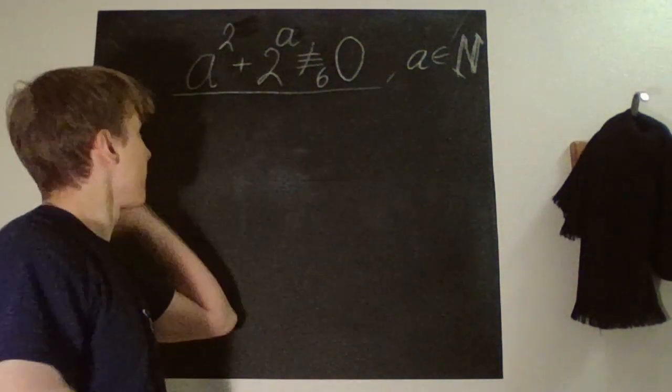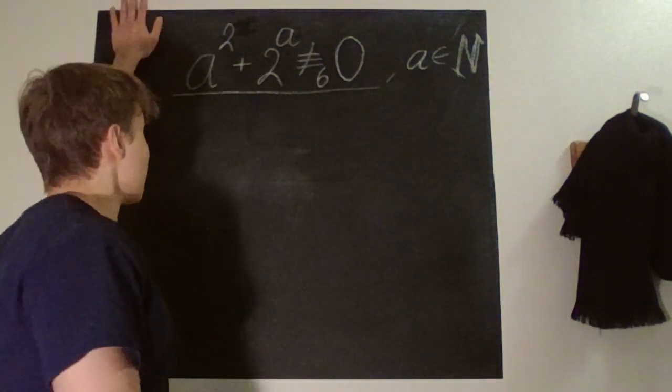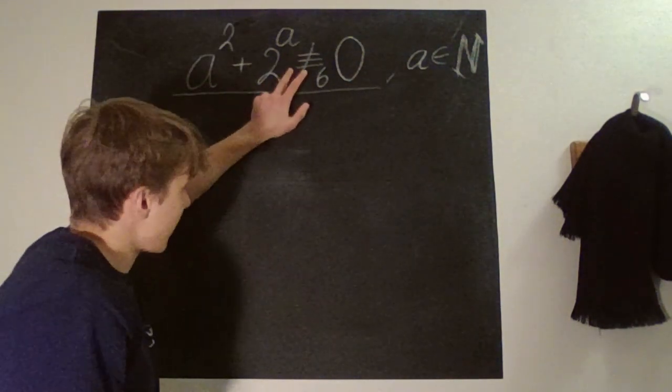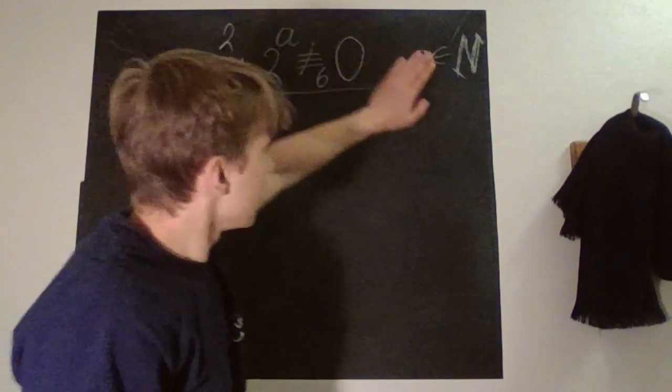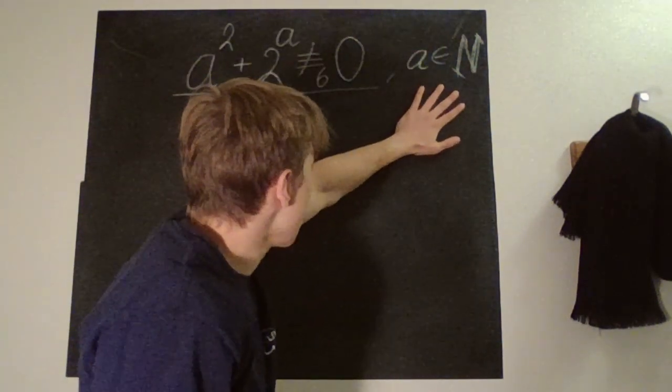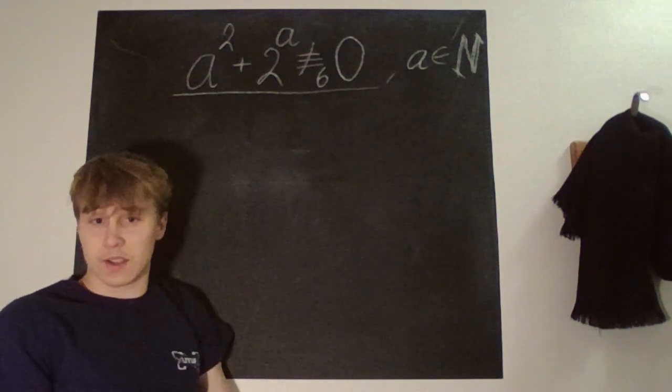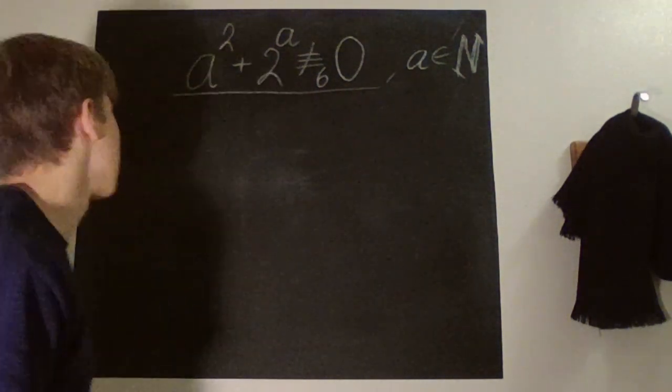Okay, so what do we have here? We have that a squared plus 2 to the power of a, for positive integers a, is never divisible by 6. How do we show this?